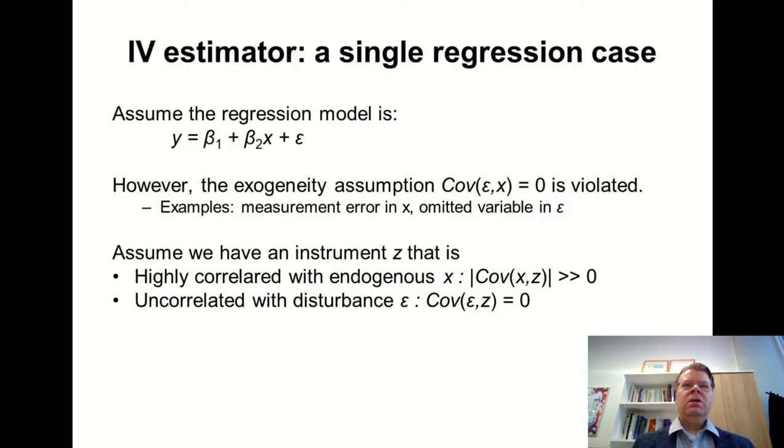Okay, so this simplifies things a little bit, that we focus on the single regression, and I also just assume that we have a single instrument Z, and recall that the assumption is that the original X variable can be endogenous. But we have instrument Z that is uncorrelated with the error term epsilon, but it's correlated with the regressor X. Okay, so we are mainly interested in the slope coefficient beta 2. We are not really interested in the intercept beta 1, but mainly focus on beta 2.